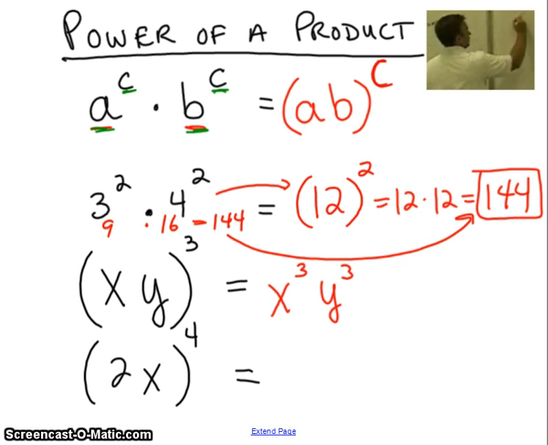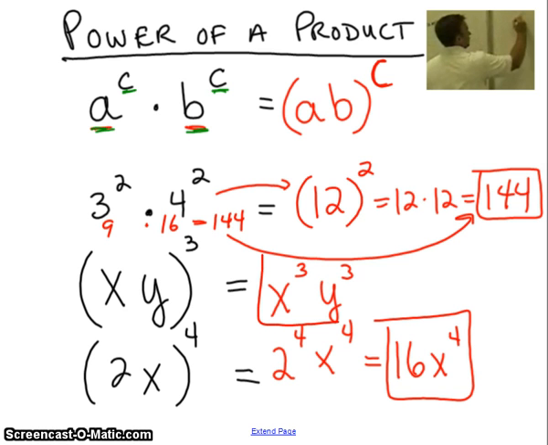Same thing here. If we have 2x to the 4th power, well, that's 2 to the 4th and x to the 4th. Both are raised to the 4th power. If we clean it up, 2 to the 4th is 2 times 2 times 2 times 2, which is 16. And then we don't know x to the 4th, so it's 16x to the 4th. And I forgot to box this one up when we were finished.